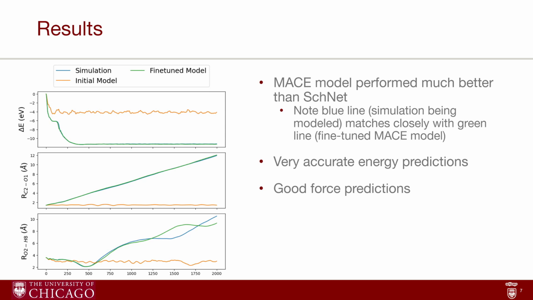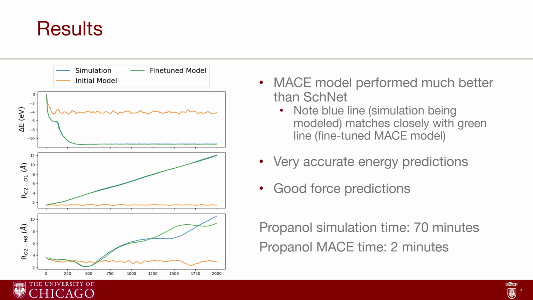So just how much faster was it? Originally, running the propanol simulation for 2,000 iterations took me 70 minutes. Using the model, it took me only 2 minutes.